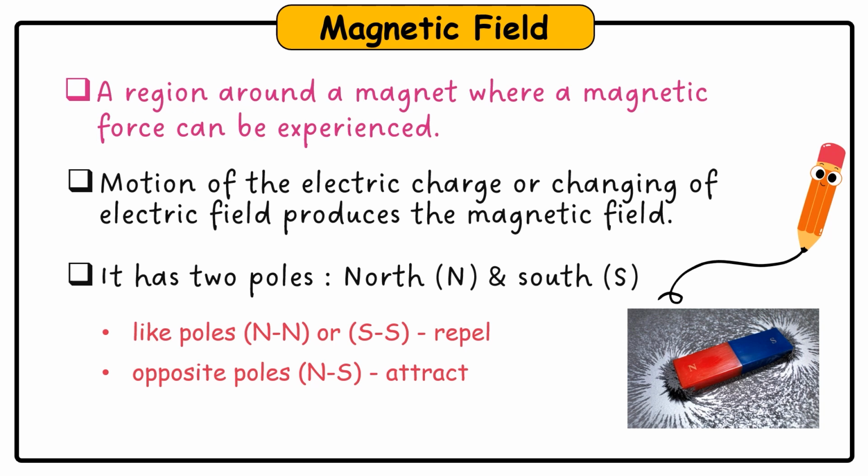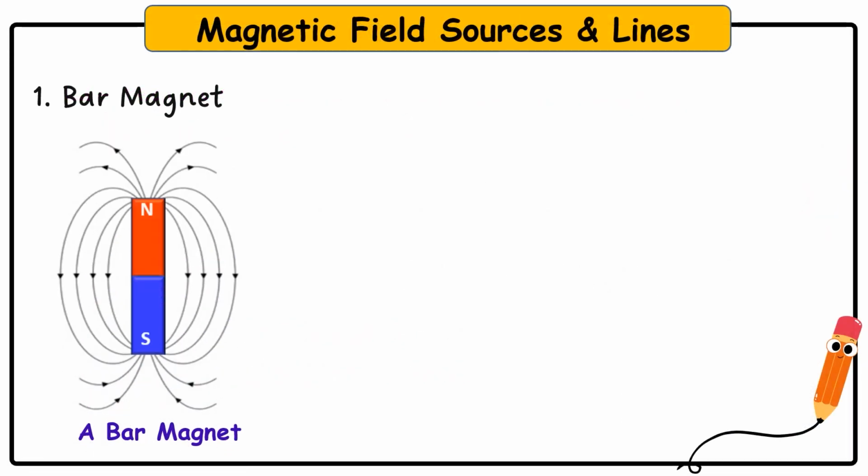Magnetic field has two poles, the north pole and south pole. Like poles will repel each other and opposite poles will attract each other. There are a few sources of magnetic field, and the figure will show the lines of the magnetic field produced from each source. First, take a look at the bar magnet.